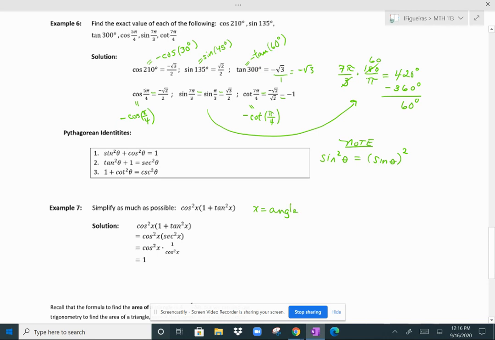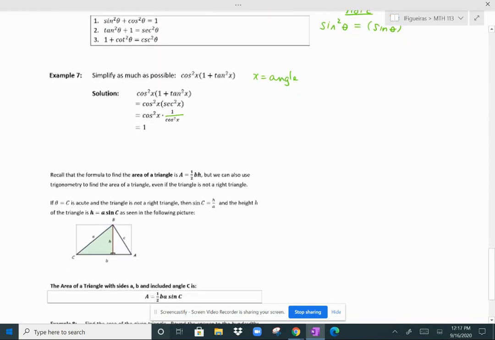All right, so I'm going to replace this one with that second identity. Tangent squared plus 1 is the same as 1 plus tangent squared, so I'm replacing that with secant squared. But remember that secant squared is the reciprocal of cosine squared. So I rewrite secant squared of x as 1 over cosine squared. Then the cosine squareds cancel, so the whole thing simplifies down to just 1.